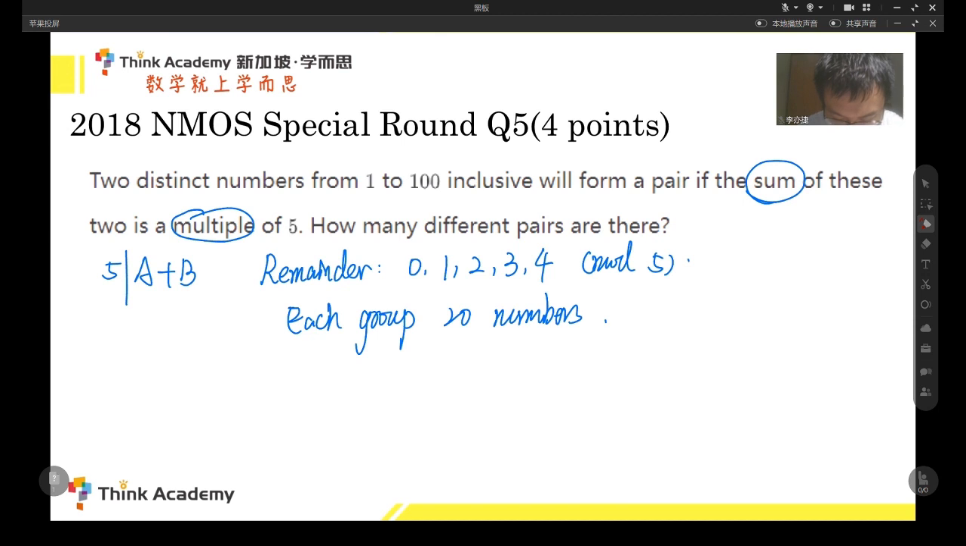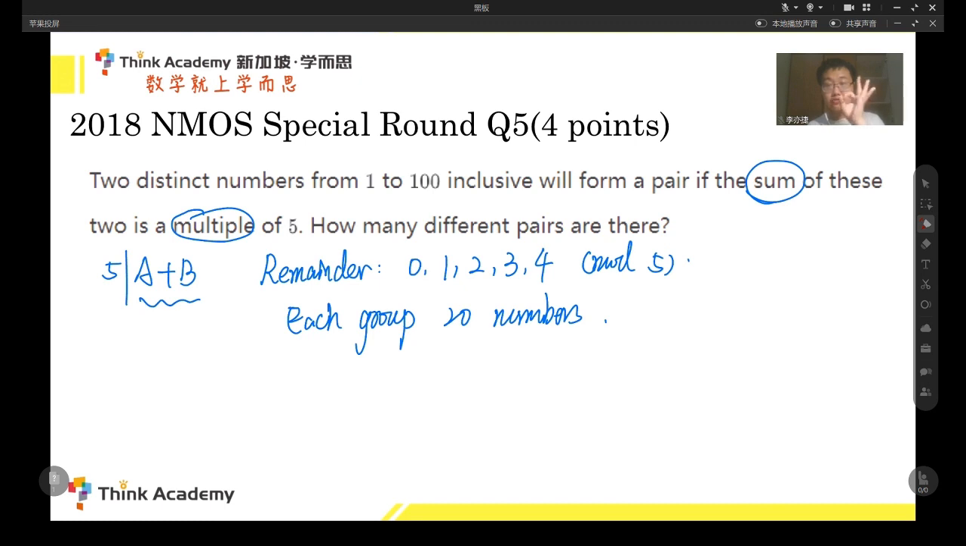Then it's the time we need to have a think. So if we want two numbers to have a sum of a multiple of 5, a remainder of 0 when divided by 5, so what's the condition of these two numbers? Actually, there are 3 different conditions.